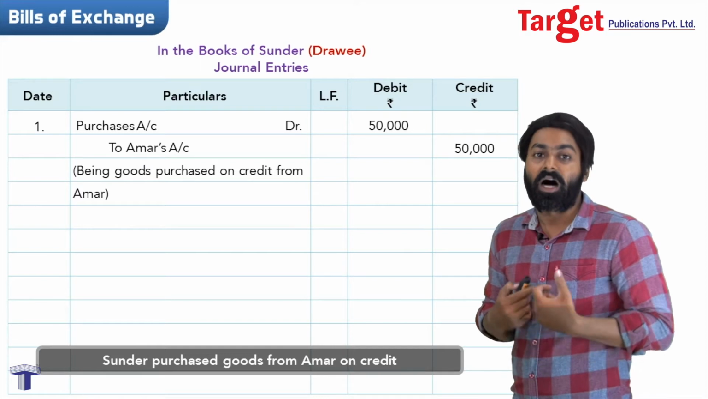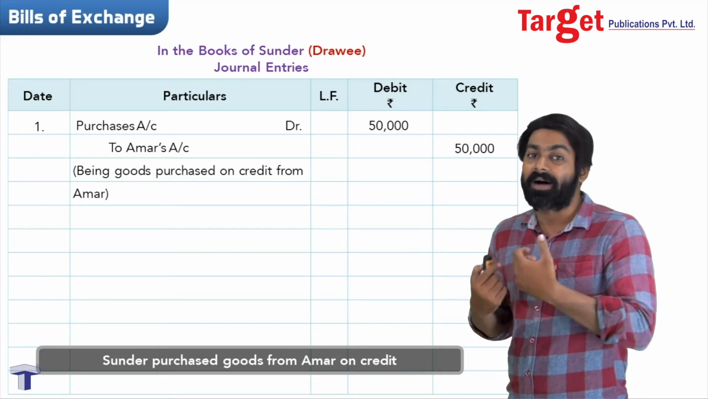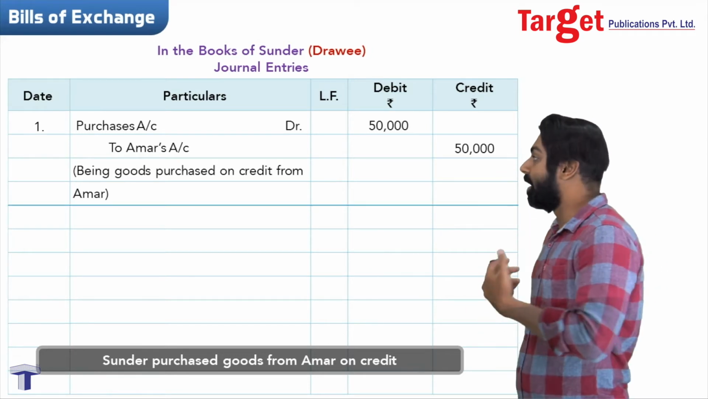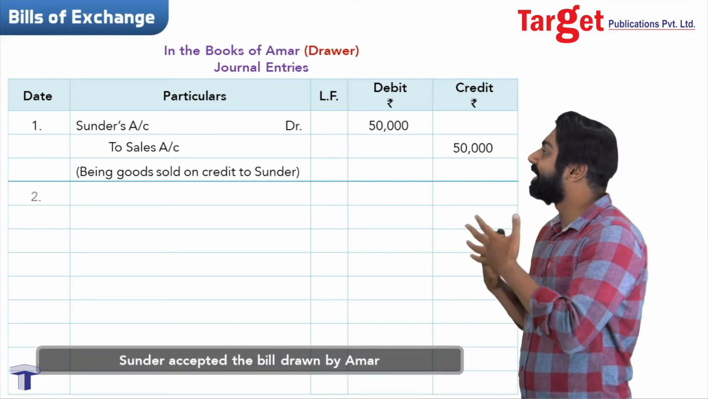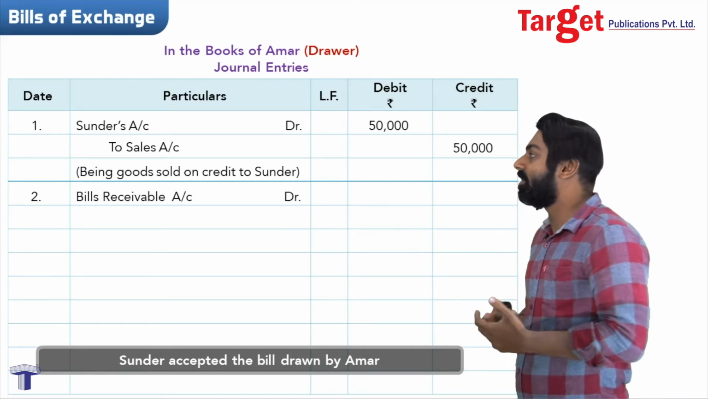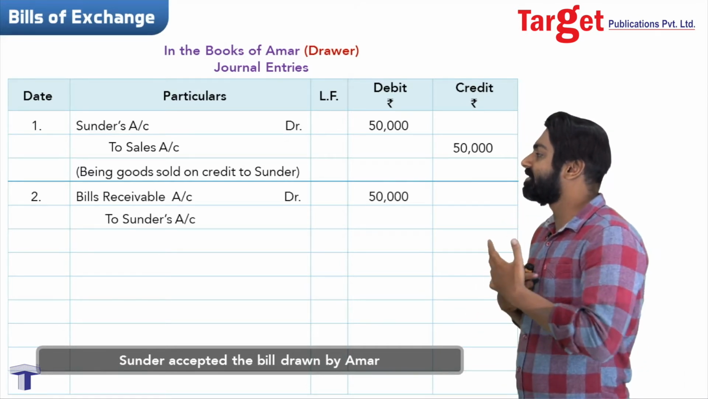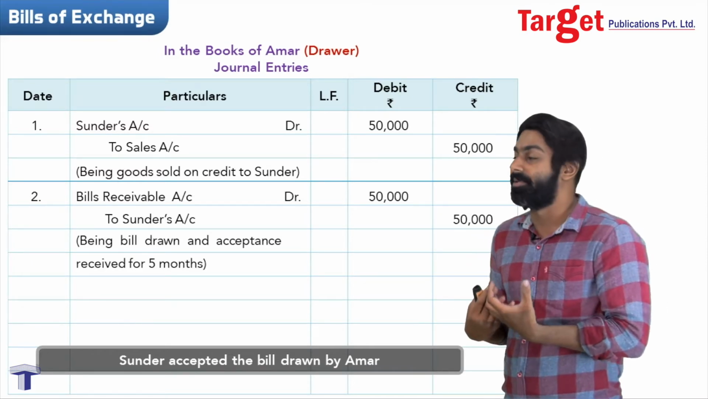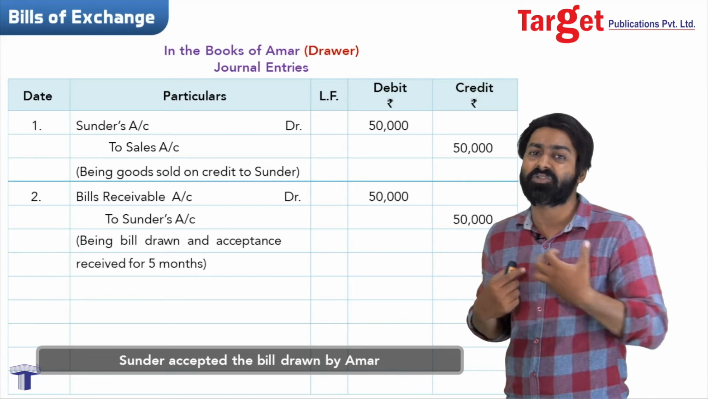After this, Amar got the bill accepted by Sundar. So Sundar is accepting the bill and giving it back to Amar. So Amar is receiving acceptance. So what entry will come in the books of Amar? The entry will be bills receivable account debit to Sundar's account. Why bills receivable account debit? Because debit what comes in, bill comes in. So debit what comes in and then Sundar credit. Why Sundar's account credit?